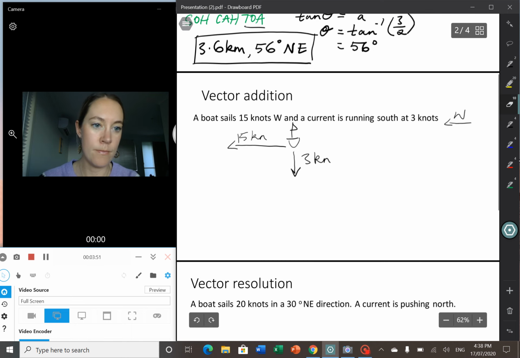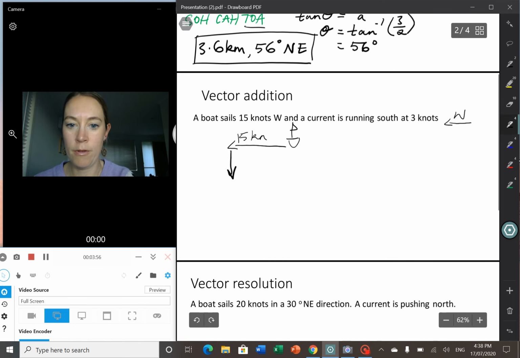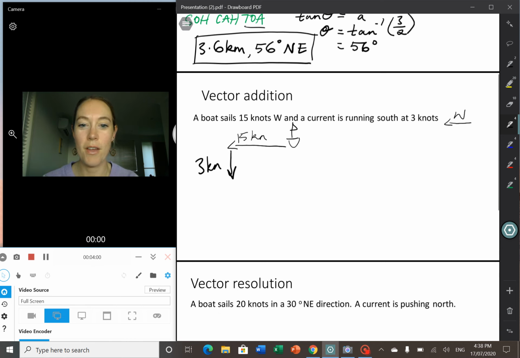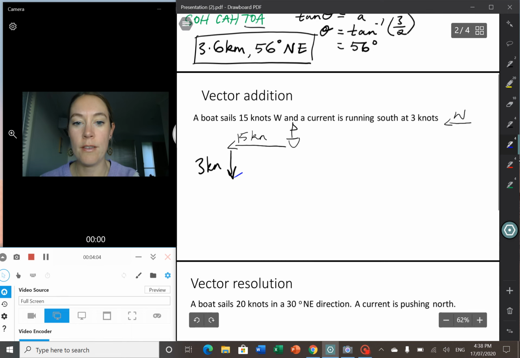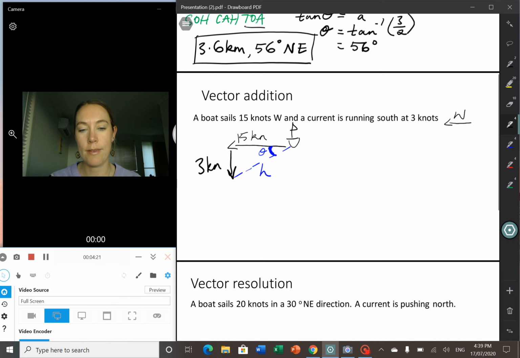I'm going to move that over here. 3 knots. Cool. So the magnitude of the velocity of the boat in a southwest direction is going to be, again, the length of the hypotenuse, and the direction is going to be the size of this angle here. So I'm following exactly the same steps that I followed in the previous example.